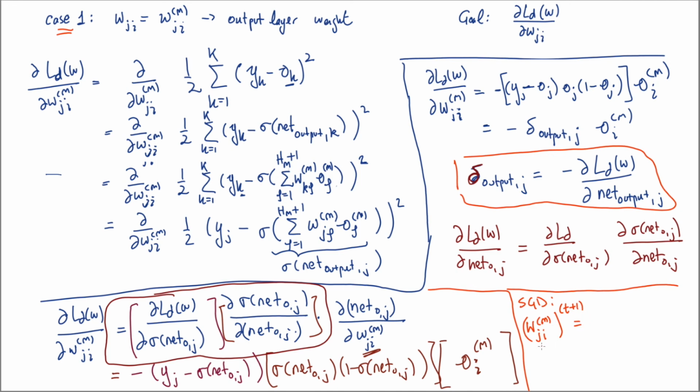so it looks really ugly, but it's just saying that the ji-th weight in the mth layer at iteration t plus 1, right? We're going to be updating these over and over, is going to be the old value at iteration t, okay? And gradient descent is, we take minus eta times the gradient, this gradient here that we just computed, okay? And since this is minus delta output j o_i^m, this is going to be plus delta output j o_i^m.